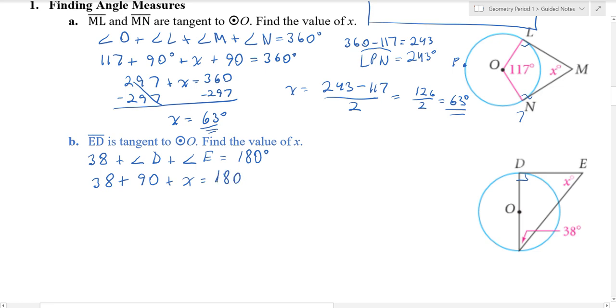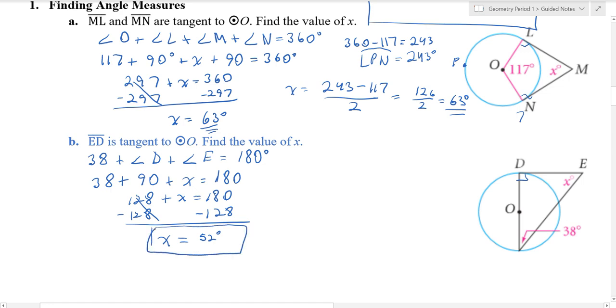We combine like terms. 38 plus 90 is 128, plus X equals 180. Then we go ahead and subtract 128 from both sides, and we end up having that X equals 52 degrees. 52 degrees. And that's the answer right there. All right, moving on.